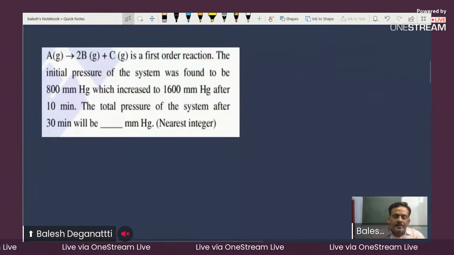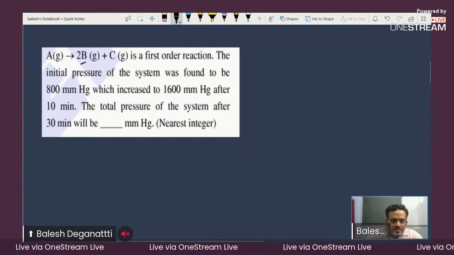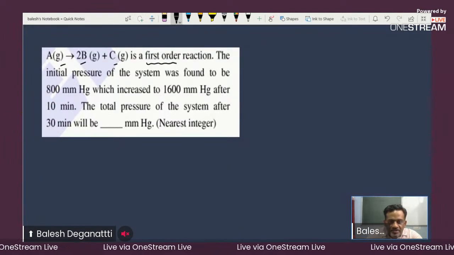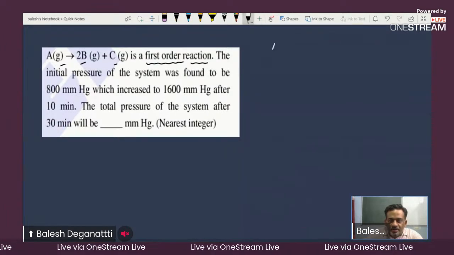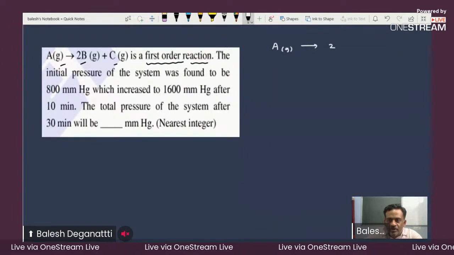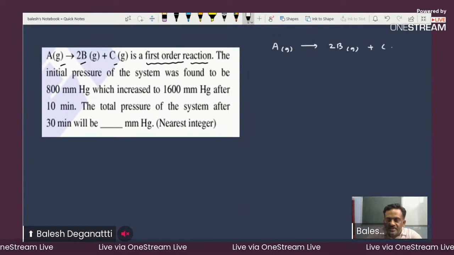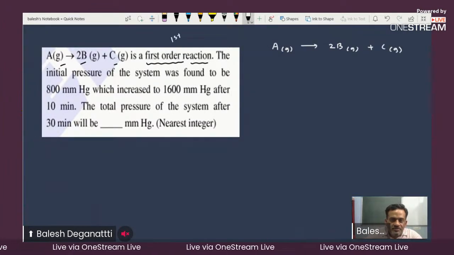A is a gas, B is a gas, C is a gas. And what kind of reaction is this? First order reaction, right? So what is the reaction being given here? A gas will give me 2 moles of B gas plus C gas, and its order is first order.